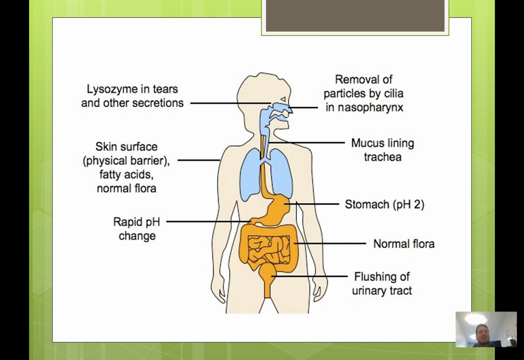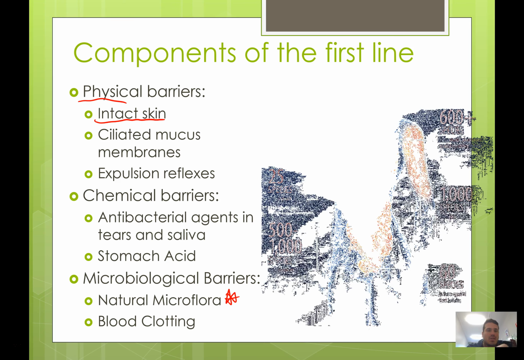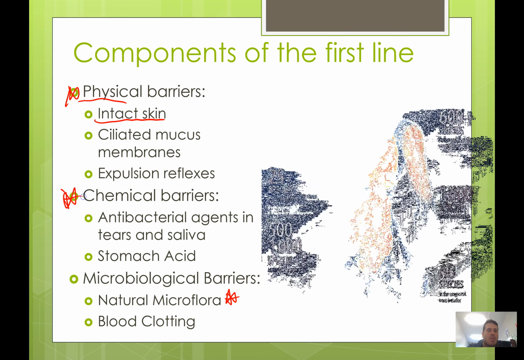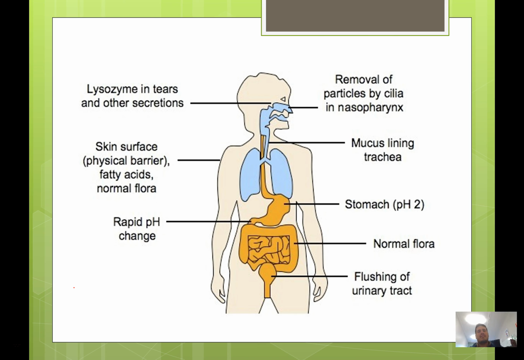Have a go at going through this and working out whether it is a physical, a chemical, or a microbiological barrier. The first one is the removal of particles by cilia in the nasopharynx. Hopefully you recognize that that's a physical barrier. The mucus lining in your trachea, we didn't talk about this one, but mucus is a chemical barrier. So number 2 is a chemical barrier. Your stomach acid, we said, is a chemical barrier.